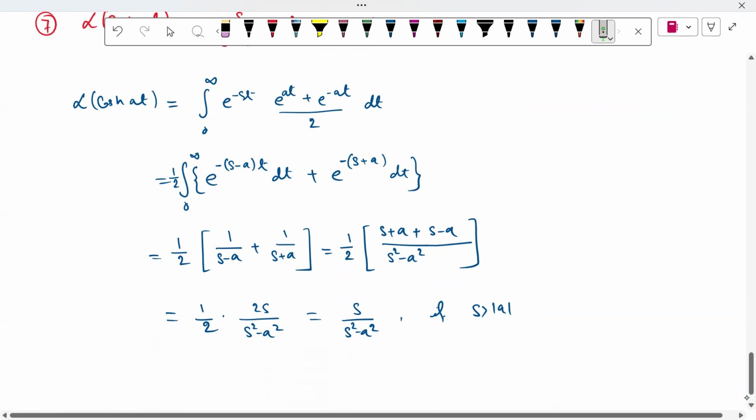In the next lecture we will see some elementary properties of the Laplace transform.